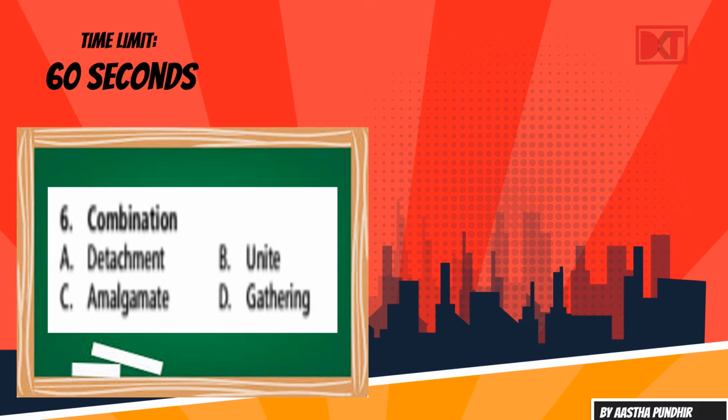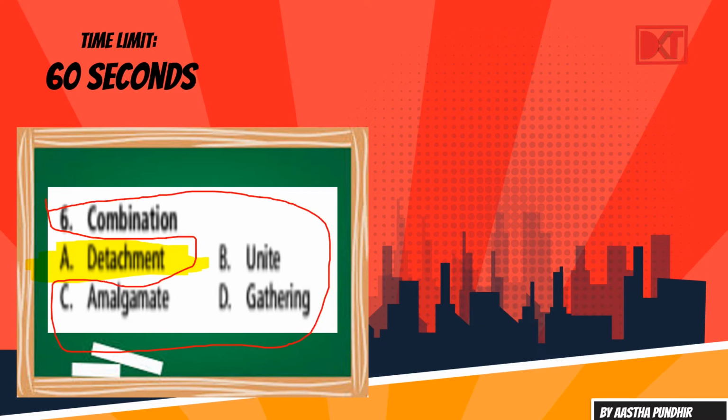Okay, so here the next word is combination. The options are detachment, unite, amalgamate, or gathering. The antonym of combination is detachment. Okay, now detachment means removal from something, whereas here combination, unite, amalgamate, gathering, they actually refer to a group or this act of uniting people. Some people, gathering together, coming together. That's combination, unite, amalgamate, or gathering.